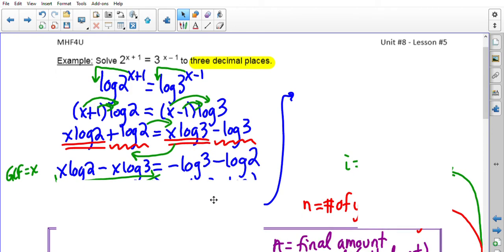Keep in mind, I do not want you rounding until the final step. So I don't want you entering into your calculator what log 3 is, and then writing that decimal out. That's not proper form. You leave it like this until the final answer.